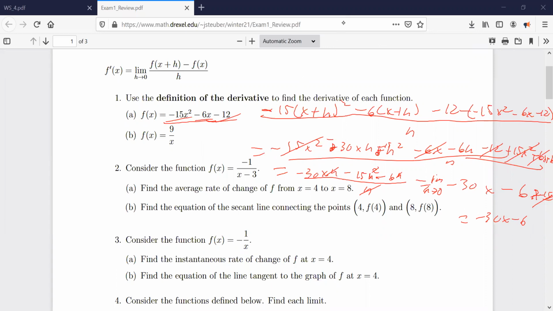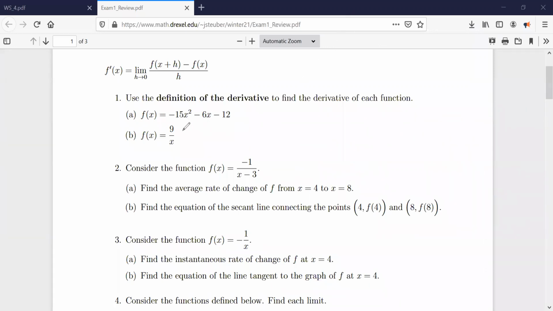Cool. This one's a little bit harder. This is the first one that we've seen together. I don't know if you guys have covered it in class otherwise, but this is the first one that is not a polynomial for the limit definition. So this is 9 over x plus h, and then that's minus 9 over x, all over h.